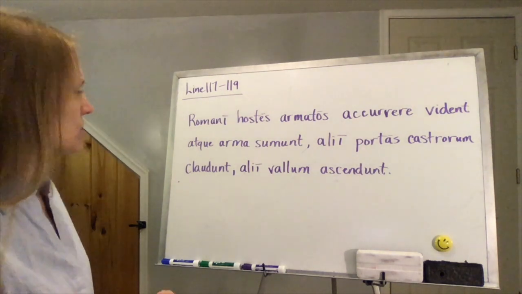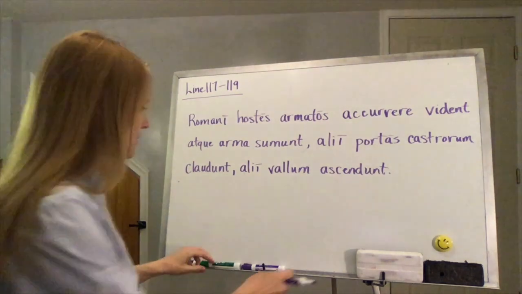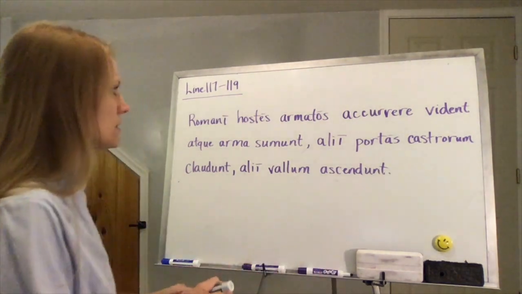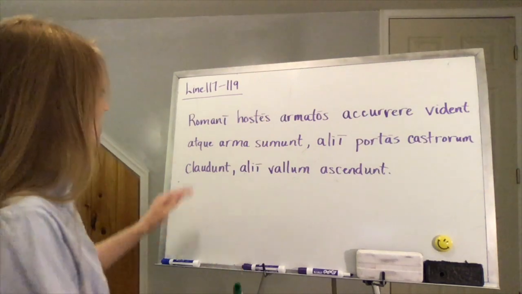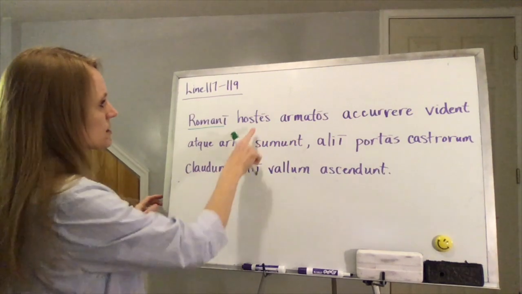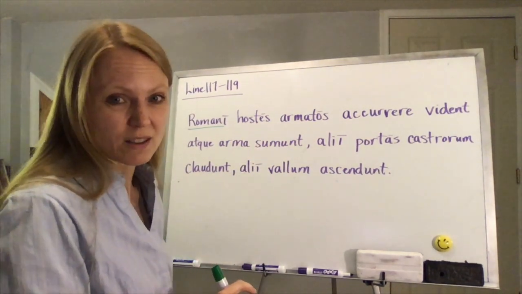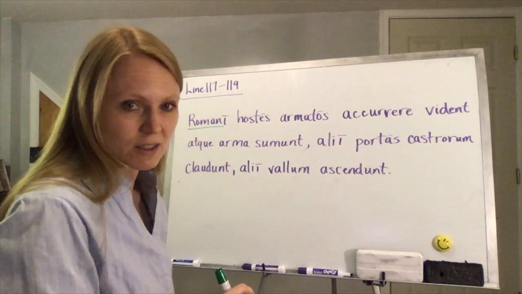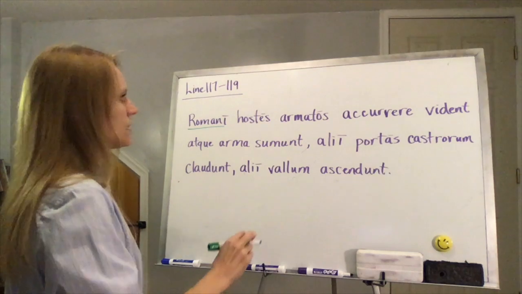Okay. So let's just stop here and take a look first and see if we can find our subject and our verb, okay? So we have a subject here, Romans, okay? This is not the subject, although it could be the nominative plural, but it's not, because we wouldn't say Roman enemies. Well, we might, but that's not what we're saying here.